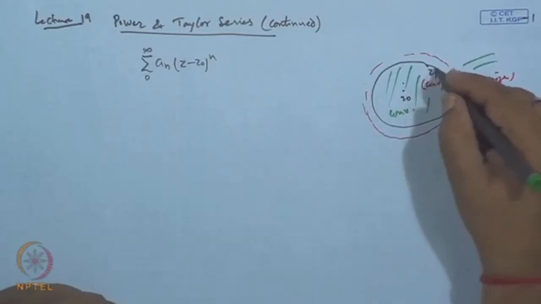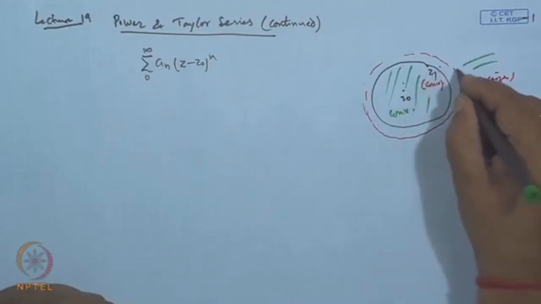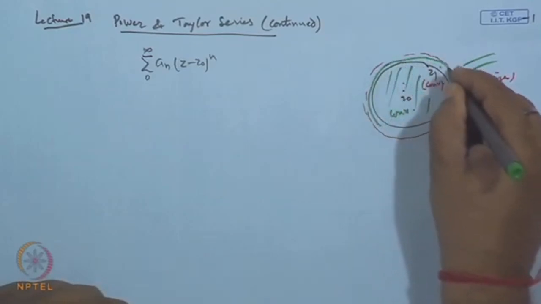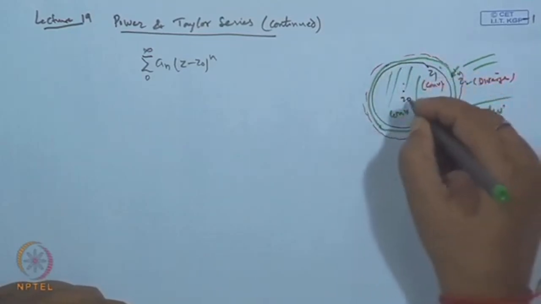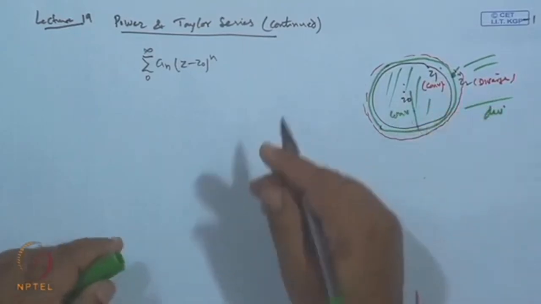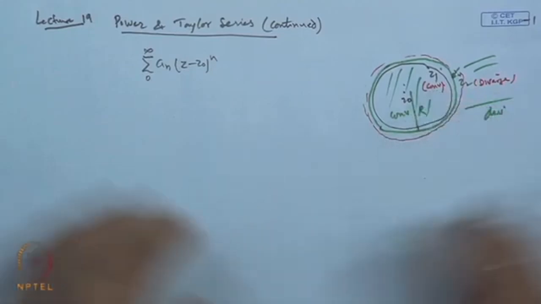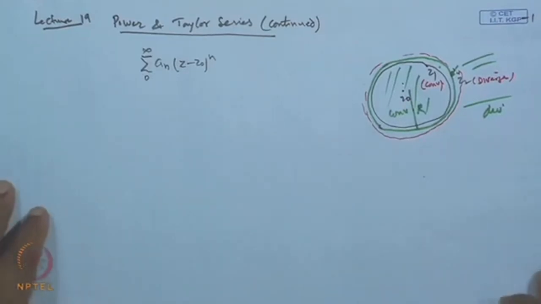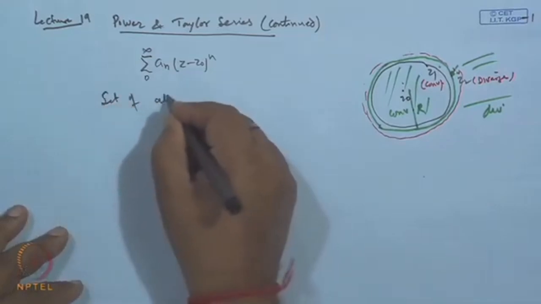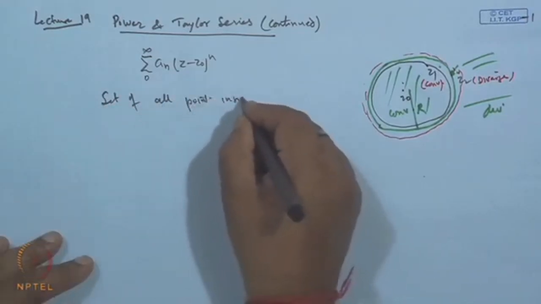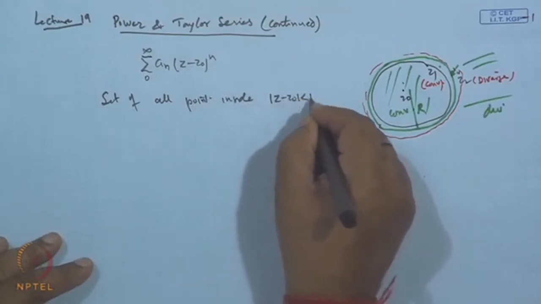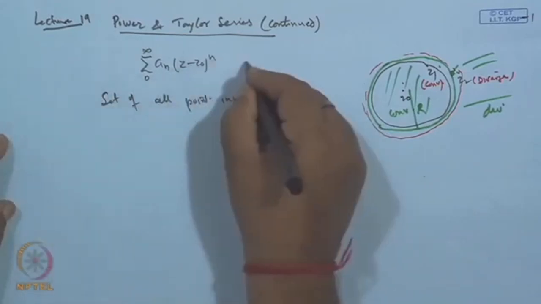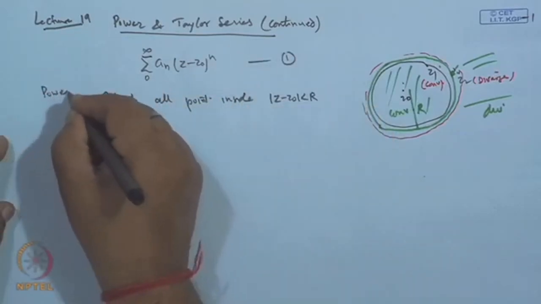Now if we keep on increasing the convergent point, here and there, and reducing the divergent point, then you will get one circle, and you can identify that circle. Taking this circle as mod z minus z naught equal to r, the set of all points inside the circle, mod z minus z naught less than r, the series is convergent. The power series converges over the set of all points inside this circle.